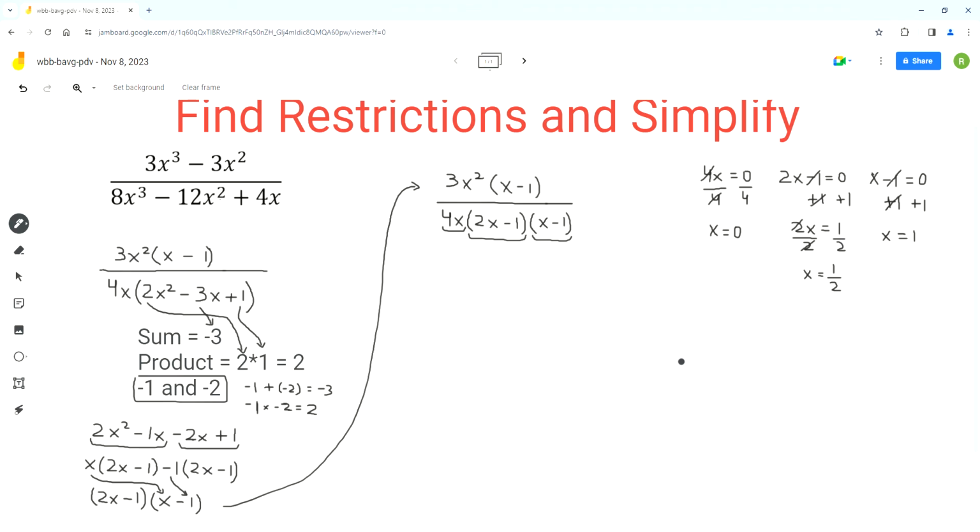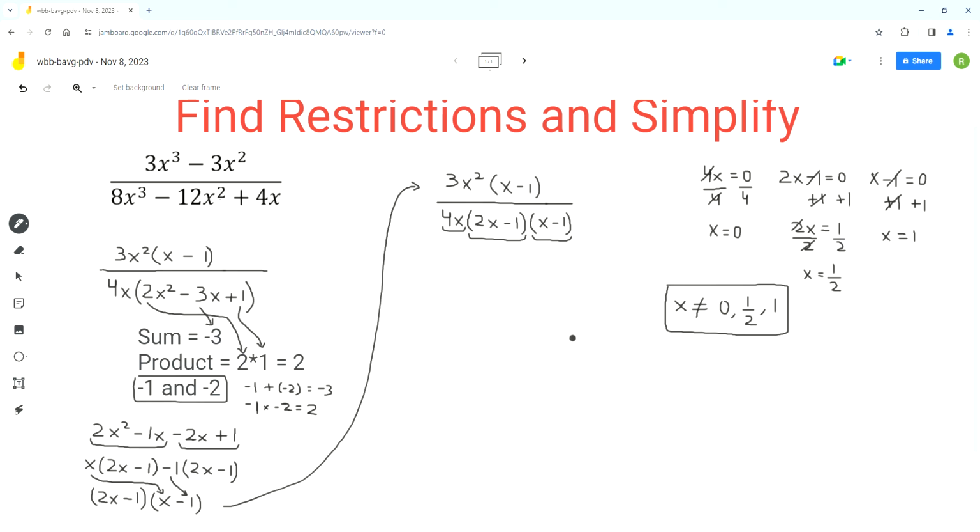Now when we write our restrictions, we write them as x cannot be equal to, because it's a restriction. And we have three restrictions, so we list them in ascending order or from least to greatest. So 0, 1 over 2, 1. So these are the restrictions for this rational expression.